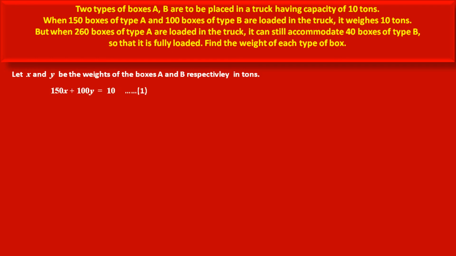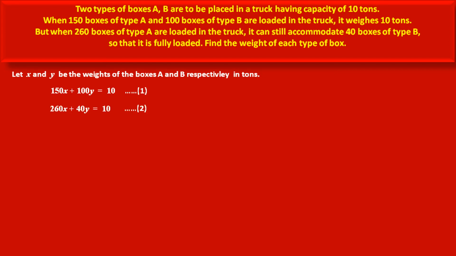See what is the first condition. 150 boxes of type A and 100 boxes of type B. Then it weighs 10 tons. So the equation becomes 150x plus 100y is equal to the total weight of the truck, 10. This is equation number 1.